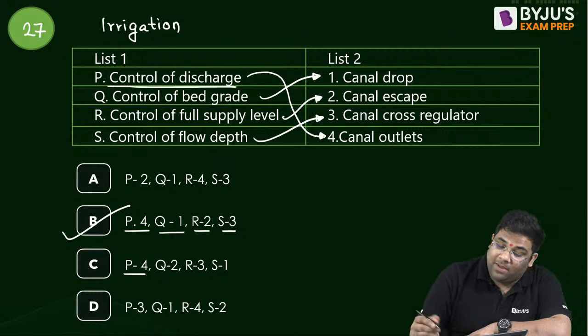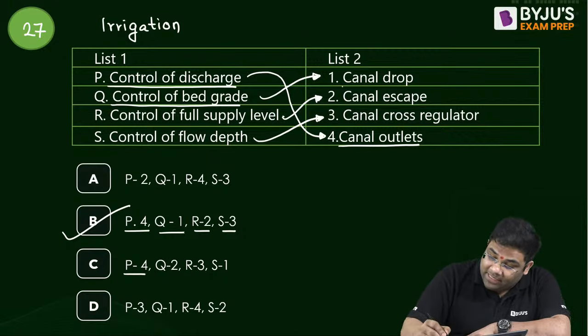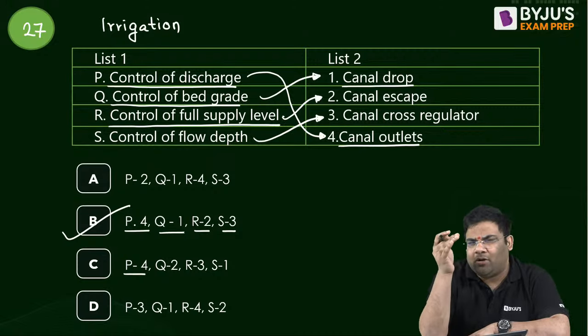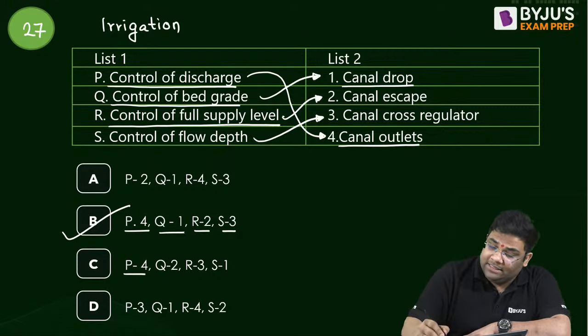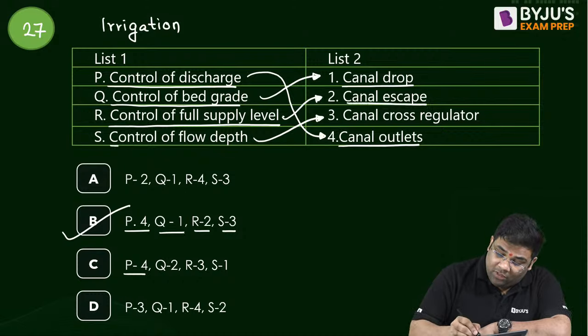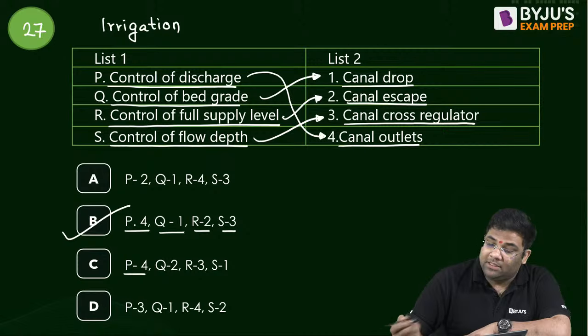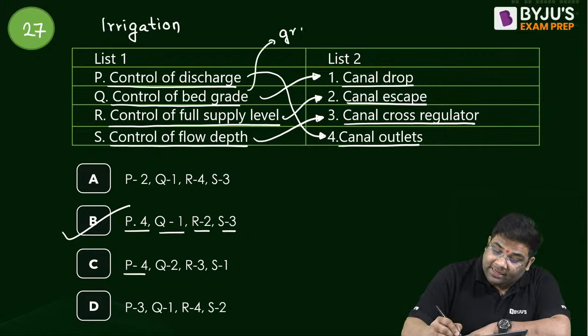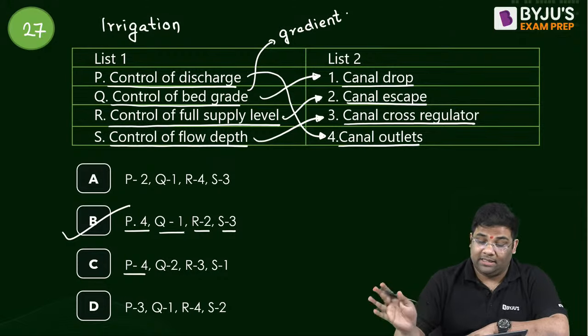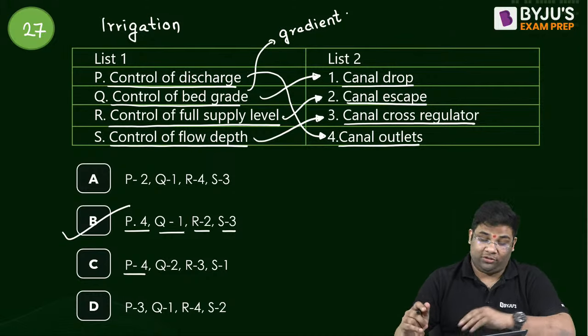They can ask objective questions on this also. Control of discharge is done by canal outlets. Control of bed grade is done by canal drop. Control of full supply level, or they can write overflowing, is by canal escape. And control of flow depth is by the canal cross regulator. They can also write gradient in place of grade. Actually this is four questions in one; some questions are like that.